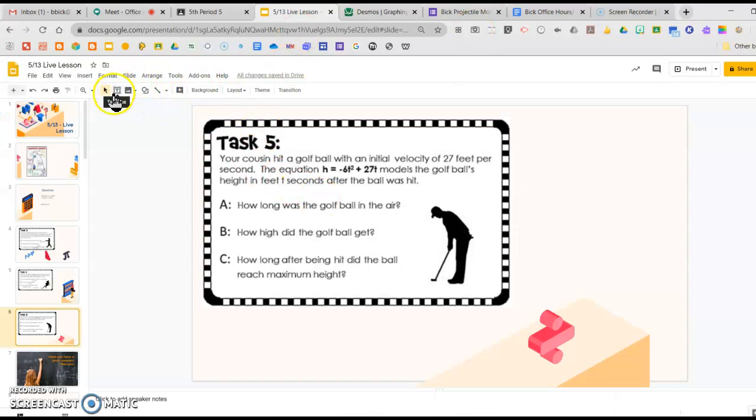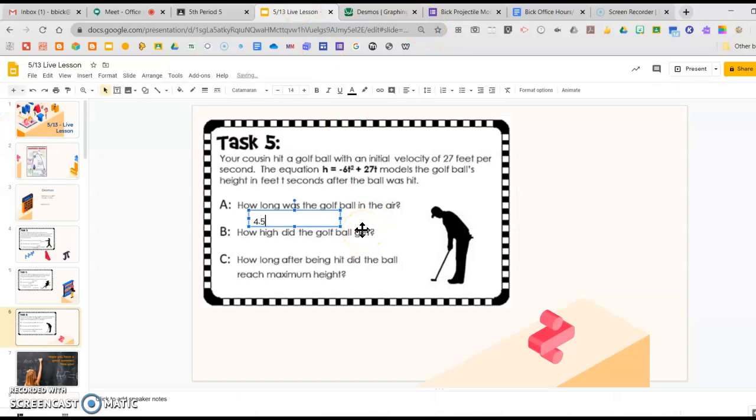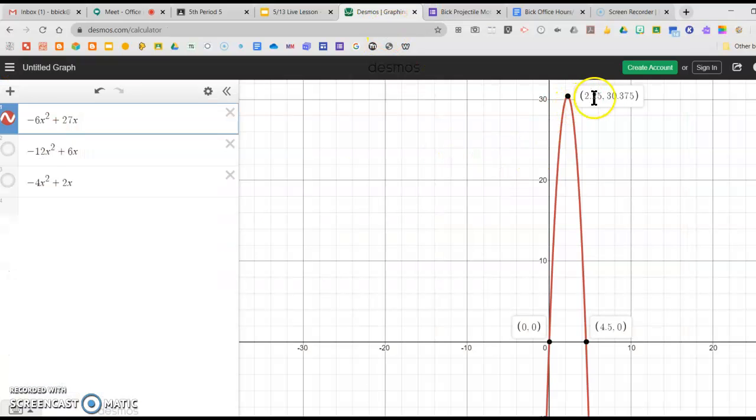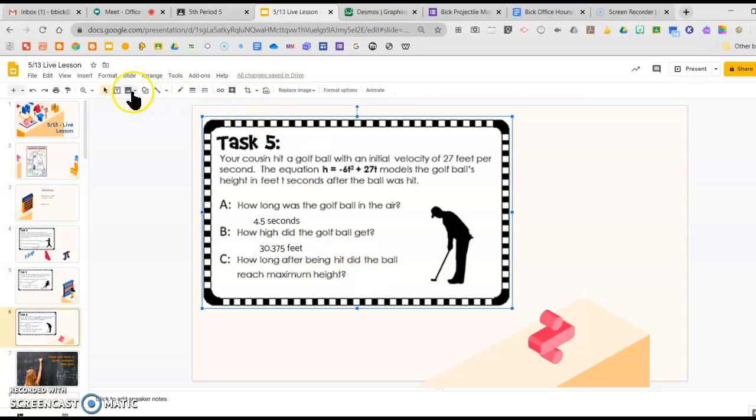Coming back over here, how long was the golf ball in the air in total? The golf ball stayed in the air 4.5 seconds. How high did the golf ball get? What was the highest value that it had in the graph? Remember, x is time, y is height, so 30.375 feet. If you rounded it, I did go back and give you credit.